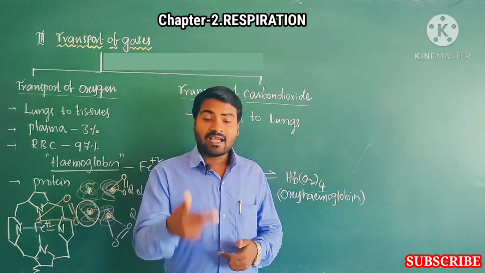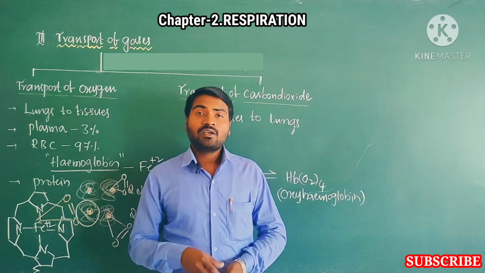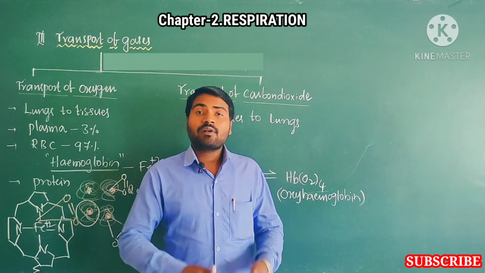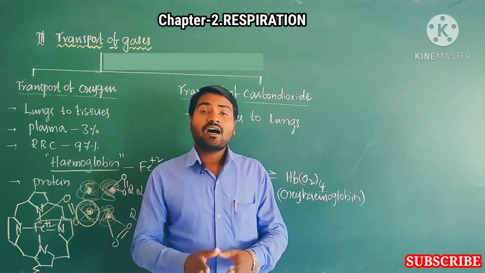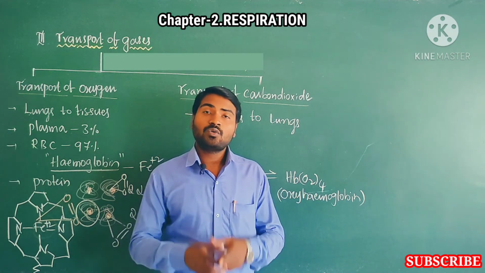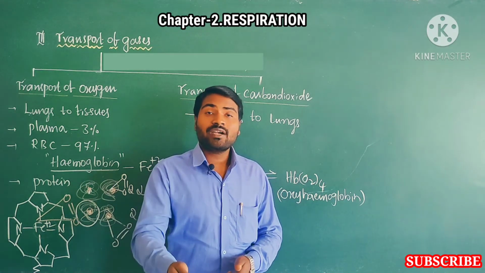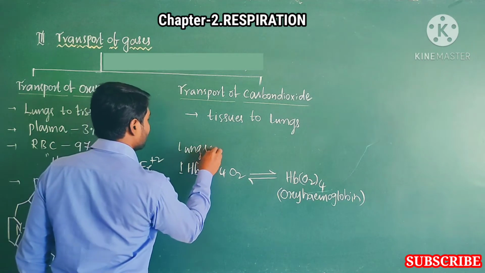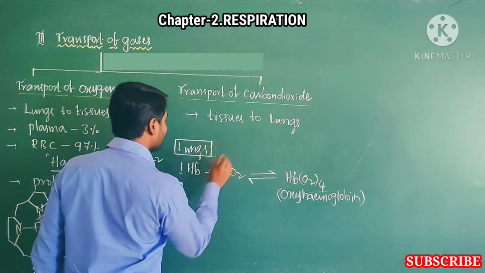Then it will become oxyhemoglobin, which forms in the capillaries of the lungs, the pulmonary capillaries. The blood which contains oxyhemoglobin goes to the heart. From the heart it is distributed to all the body parts. Oxyhemoglobin means hemoglobin is carrying oxygen to all the tissues of the body. Formation of oxyhemoglobin takes place in lungs.